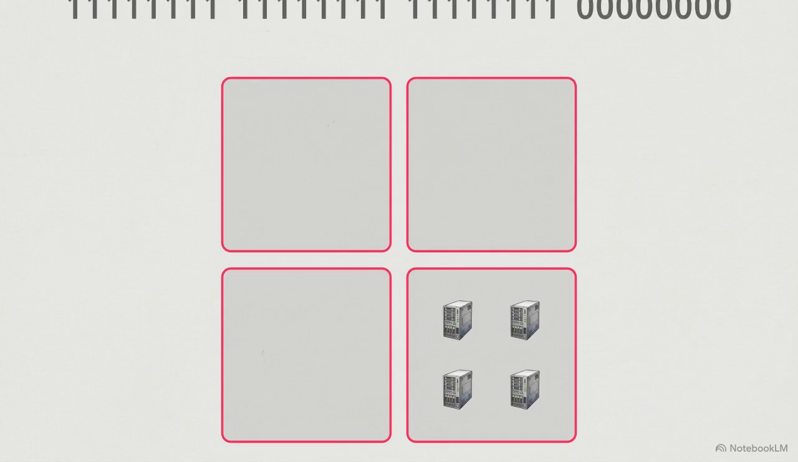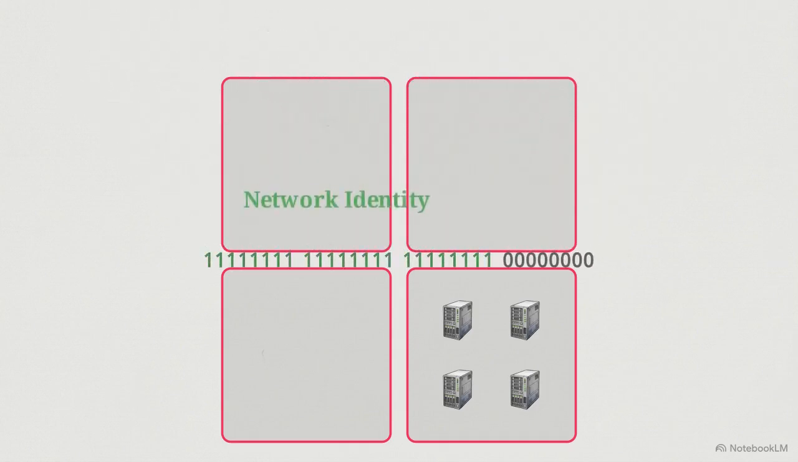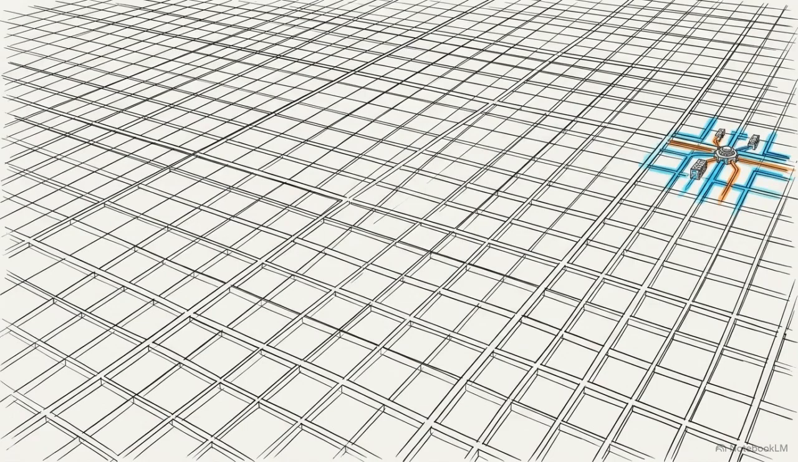This partitioning requires a subnet mask. When viewed in binary, the subnet mask overlays the IP address, using a solid block of 1s to identify the network portion and leaving the 0s to dictate the available hosts. Because standard class allocations waste millions of unused addresses, the industry adopted classless interdomain routing, or CIDR notation.